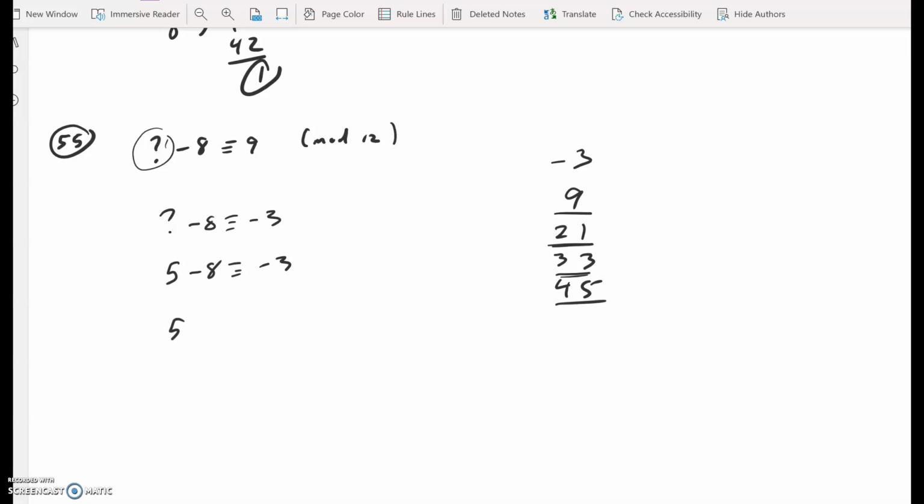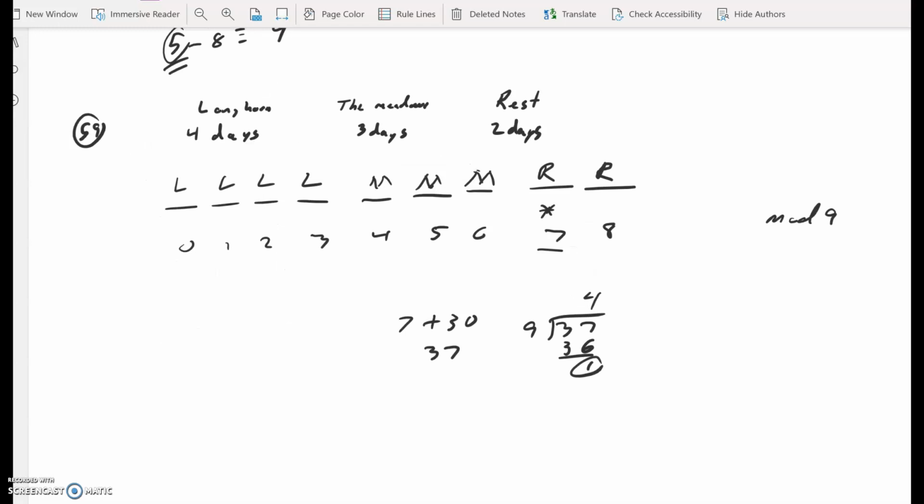And so I suspect that 5 is a number between 0 and 11 that we can put in here. There's lots of numbers we could put in here that work, but if it's in between 0 and 11, kind of the standard mod 12 numbers, I think 5 is going to do the job. Definitely 5.